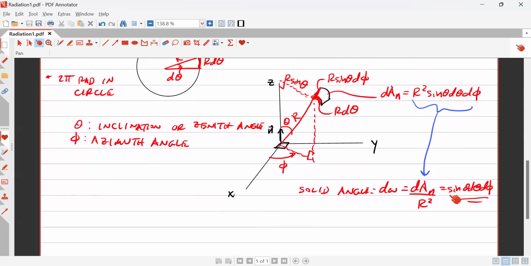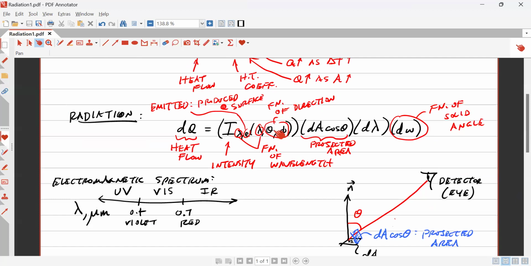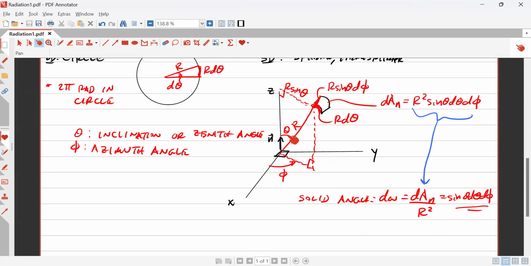As we look at this d omega, we get it in terms of theta and phi. And you can see, if we go way back to our definition of intensity, that it depends on lambda, theta, and phi. So in other words, you can have intensity varying in either of these directions, in theta or in phi. It could depend on all those things.